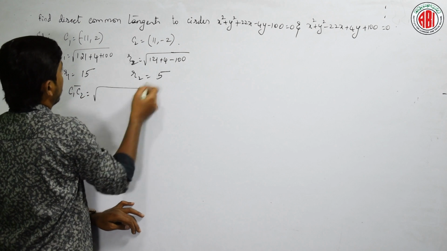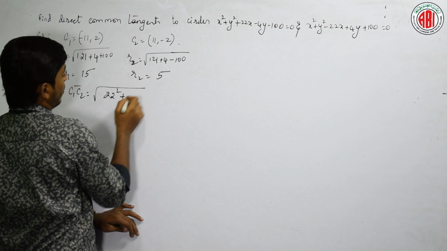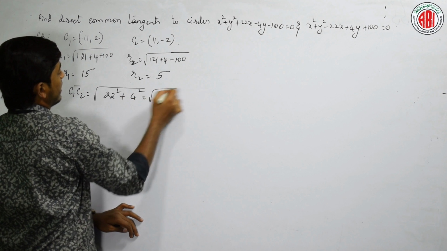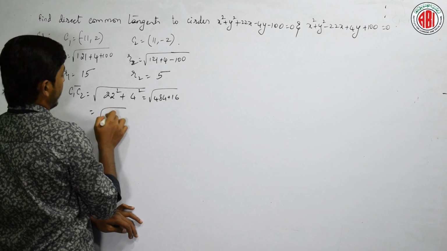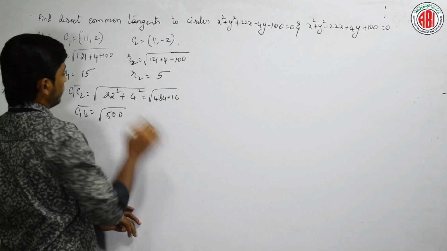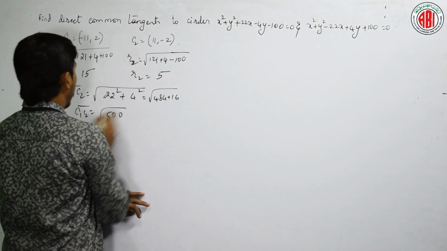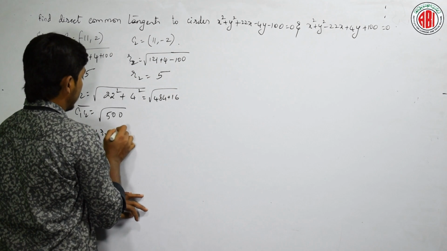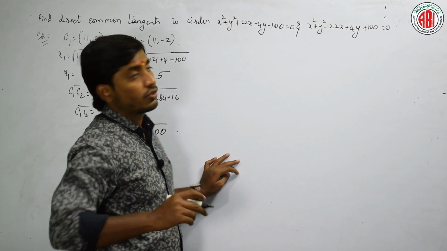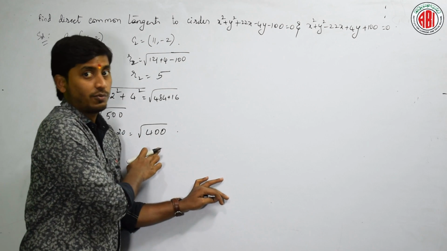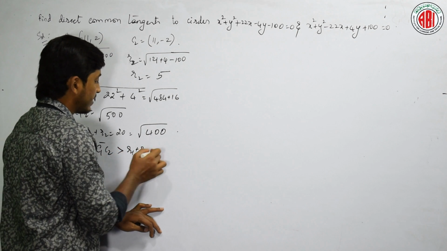C1C2 distance is under root of (11 plus 11) is 22 squared, plus (minus 2 minus 2) is minus 4 squared, which is 484 plus 16, that is root 500. Whatever it might be, let us wait. You can write R1 plus R2 as 20, whose square can be written as 400, isn't it? So, from this relation you can tell that root 500 is more than root 400. Therefore, C1C2 is greater than R1 plus R2.